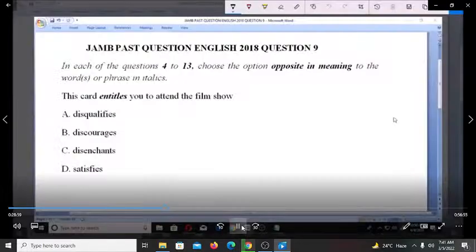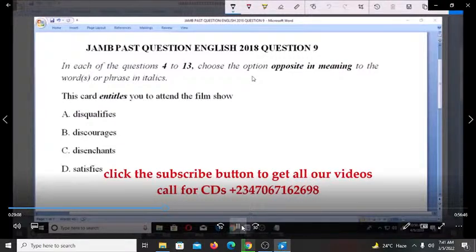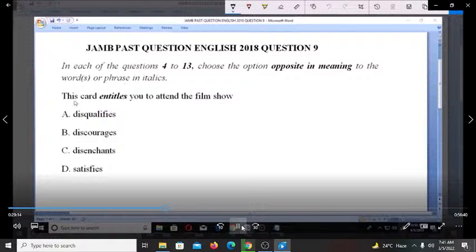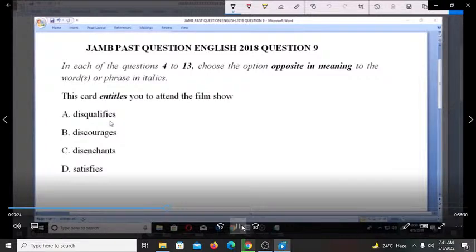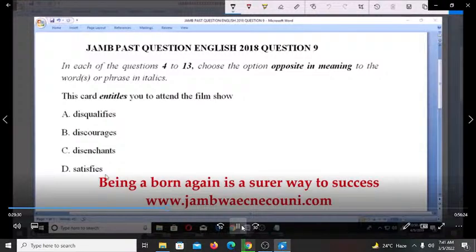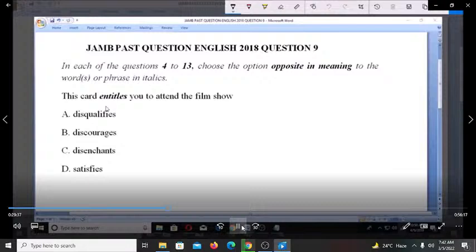Hello, welcome. Let's look at this JAMB question. For questions 4 to 13, choose the option opposite in meaning to the word or words or phrase in italics. This card entitles you to attend. What is entitles? Option A, disqualifies. B, discourages. C, disenchants. D, satisfies. Now, for a quick one, disqualify, because it's either you're entitled to attend or you're disqualified. That means you're not entitled.